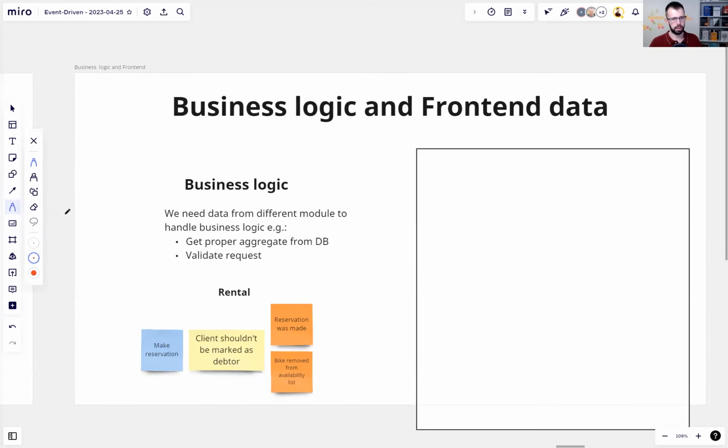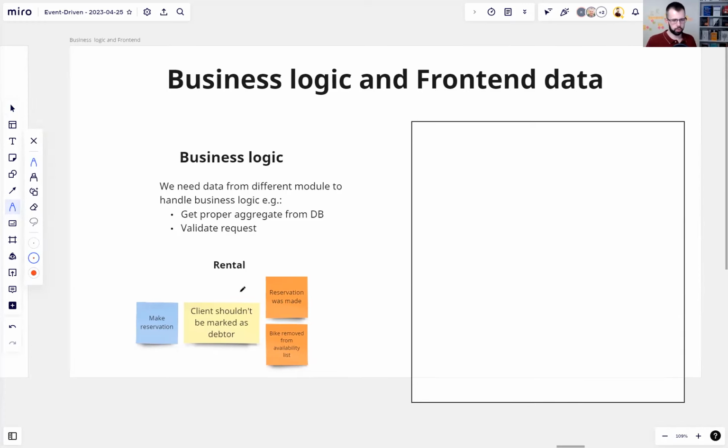First, the thing that is coupling our system is the business logic. We need some data from different modules to handle some business logic, like getting a proper aggregate from the database or validating the request. The example is below: when we make a reservation, we want to check whether the client is marked as a debtor, because the client shouldn't be a debtor in that space to be able to carry out the reservation.